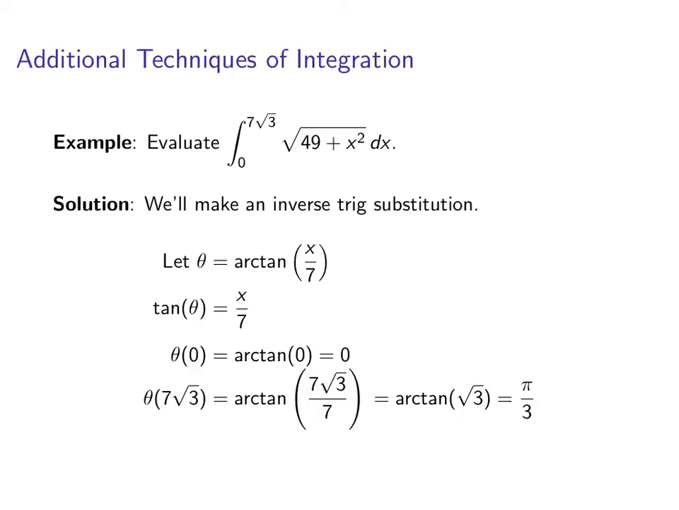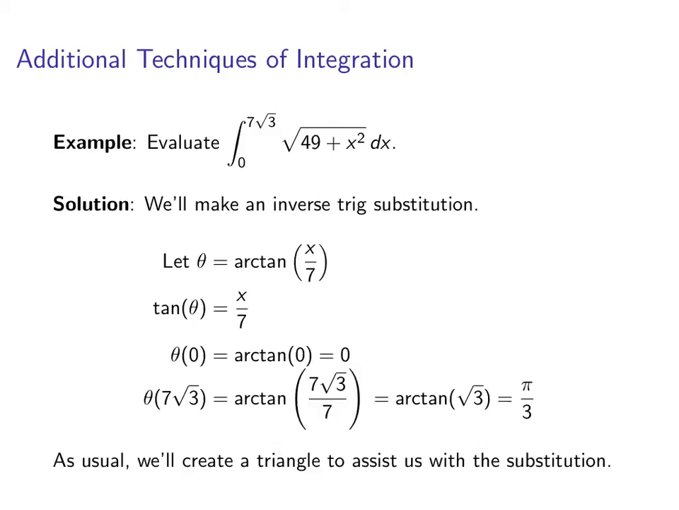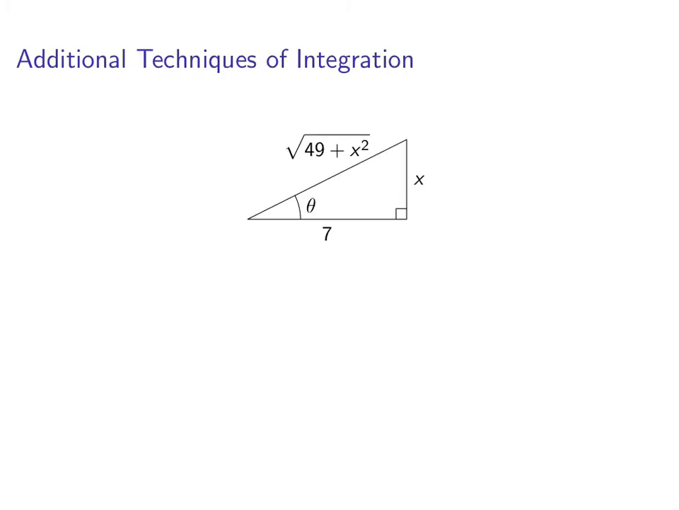All right, now we'll do the triangle. Okay, so if tangent of theta is x over 7, that gives us these two sides, and as usual, the Pythagorean theorem gives us the remaining side. Make sure you work all that out. We also know that secant theta is equal to square root of 49 plus x squared over 7. We're writing this down because we need to solve for square root of 49 plus x squared.